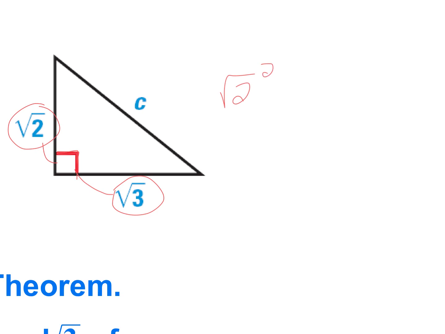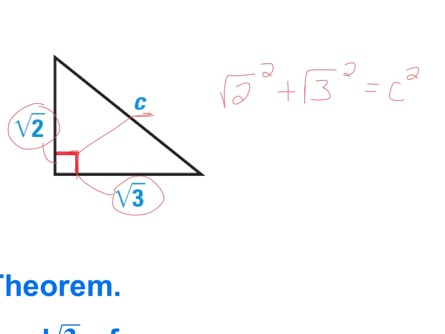Square root of 2 squared plus square root of 3 squared. And then which one was always C? Across from the right angle, the hypotenuse, or we always underlined that one. Okay, we had circled the 2 legs, and then we underlined our hypotenuse. Hypotenuse is always across from our right angle. So then we have C squared. Okay, so filling it out is no different. That part is the same.